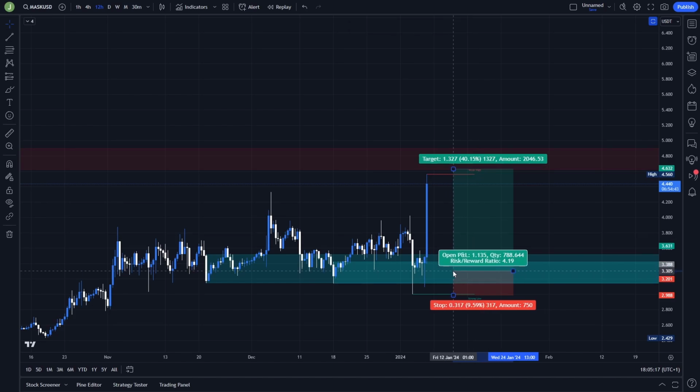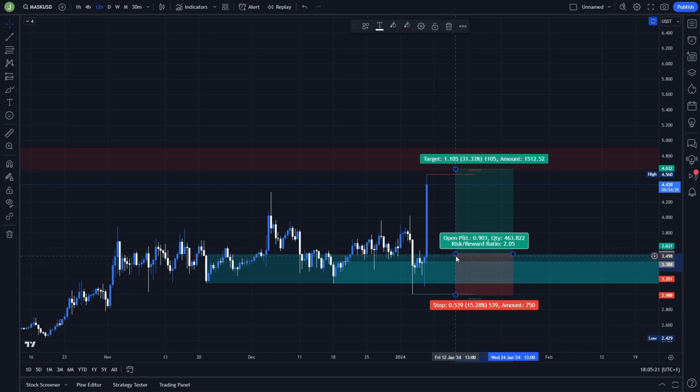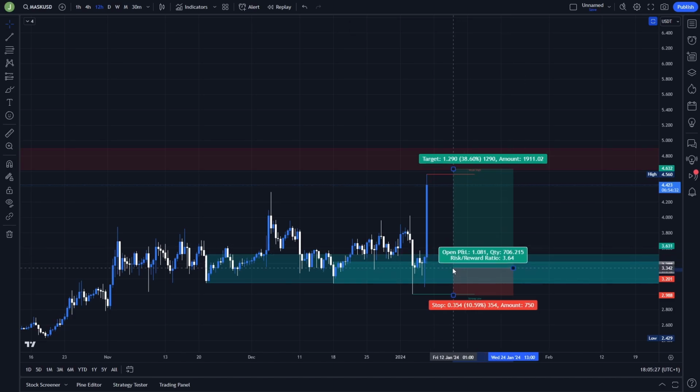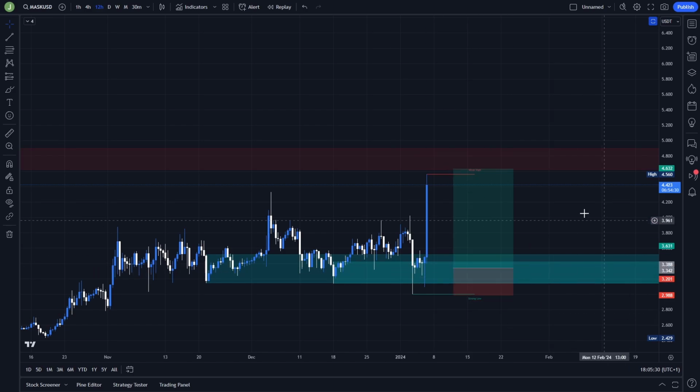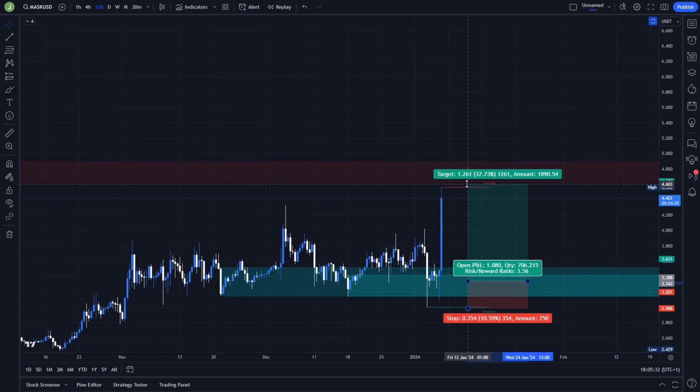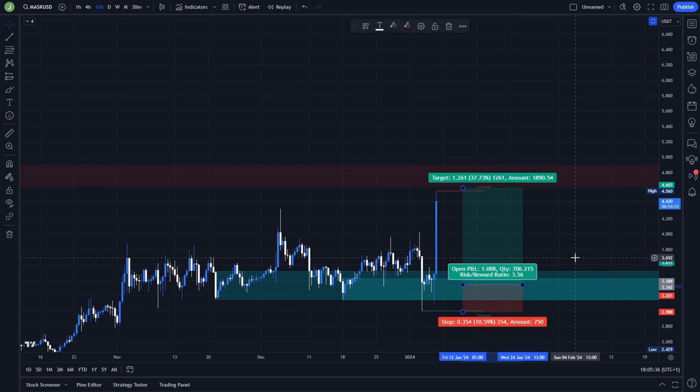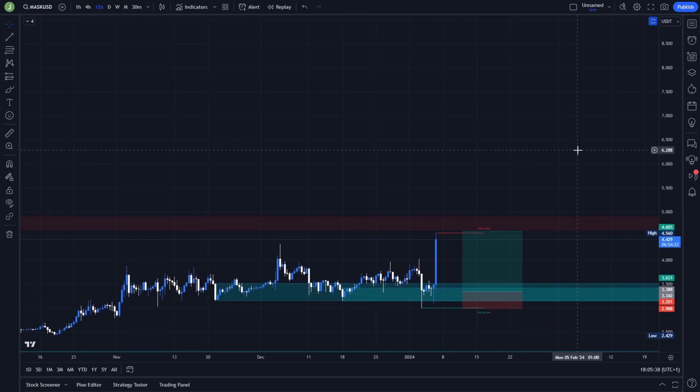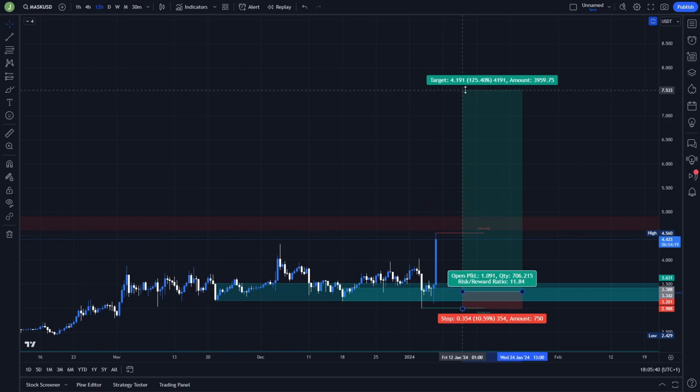Of course, the best will be to wait for the support confirmation above this bullish order block, but in that case the risk reward ratio will be only 2. So if you want to take a more risky trade, you can wait for a support confirmation in this order block. And if you choose as your last take profit target this bearish order block, then you have a risk reward ratio of 3.56, and if you choose the $7.5 mark, then the risk reward ratio will be 11.